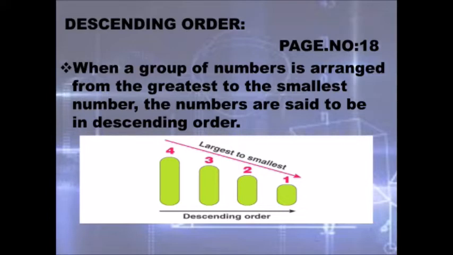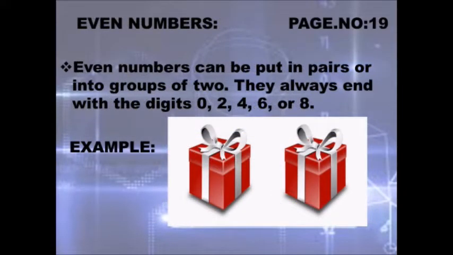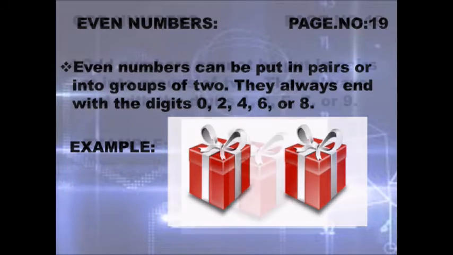So we have seen some examples also related to ascending and descending order. Next, we have seen even numbers and odd numbers. So what is meant by even numbers? Even numbers can be put in pairs or into groups of 2. They always end with the digit 0, 2, 4, 6 or 8. So here is the example of a pair, that is 2. So we have to check the ending number for even and odd numbers.